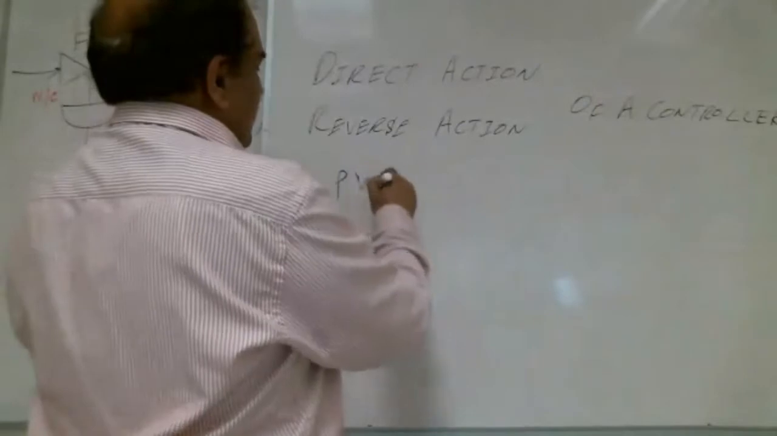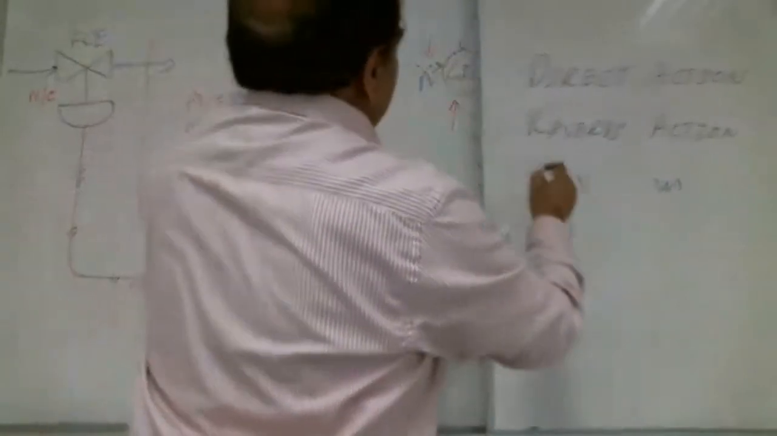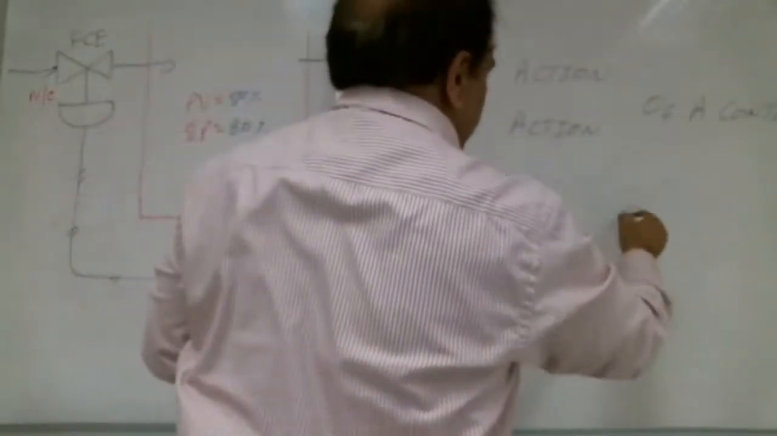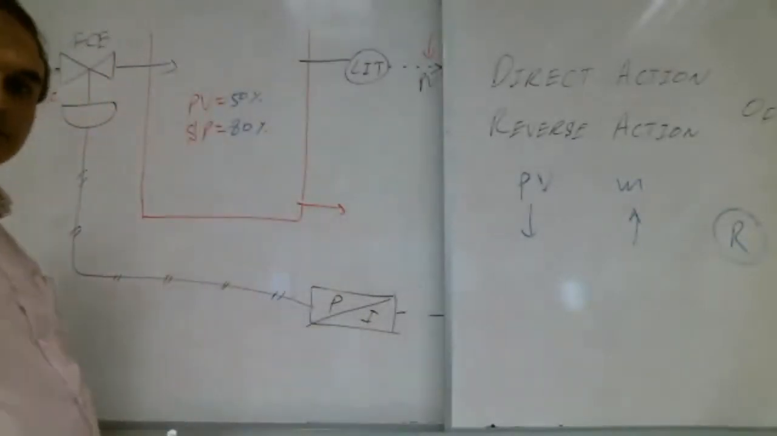PV output. PV is down, output is up. What does it mean, Shabab? Reverse.